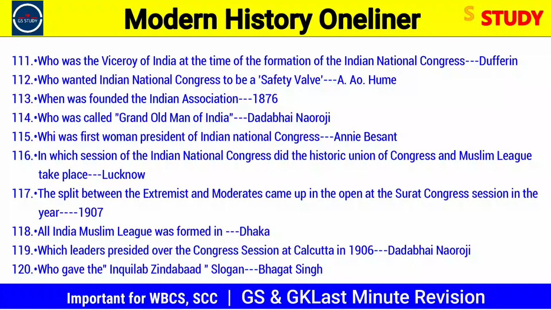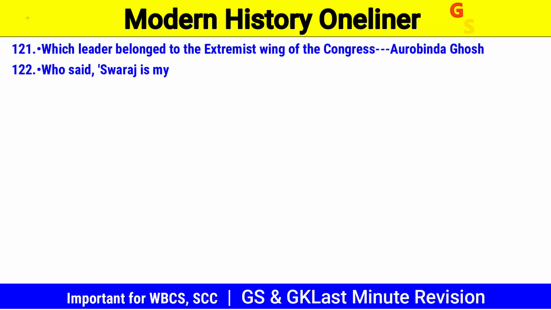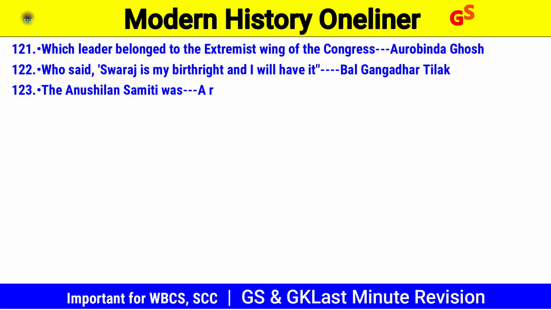118. All India Muslim League was formed in Dhaka. 119. Which leader presided over the Congress session at Calcutta in 1906? Dadabhai Naoroji. 120. Who gave the Inqilab Zindabad slogan? Bhagat Singh. 121. Which leader belonged to the extremist wing of the Congress? Aurobindo Ghosh.